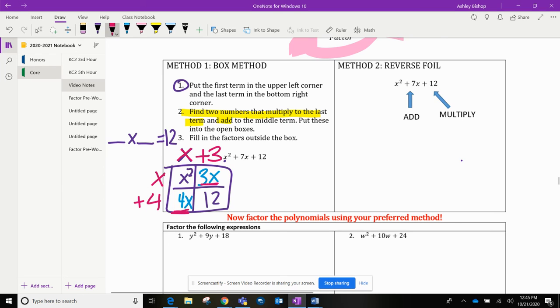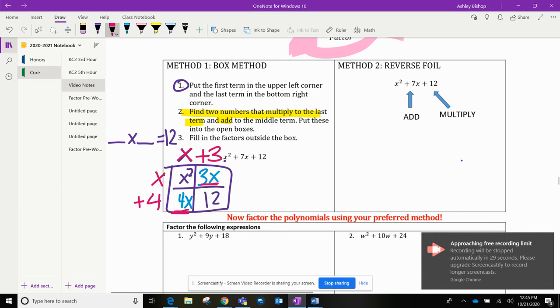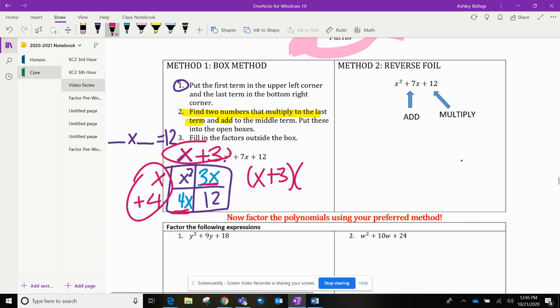That will become more common and more second nature for you the more practice you get. Then your answer is going to be what we put on the top and what we put on the side, but we need to formulate it like this: x plus 3 times x plus 4. Okay, that's my answer. We will do more practice with the box method, but please watch the next video for how to do the reverse FOIL method.